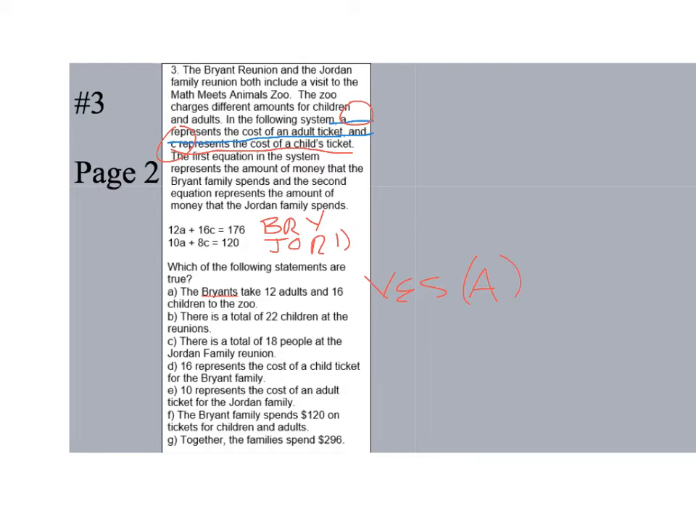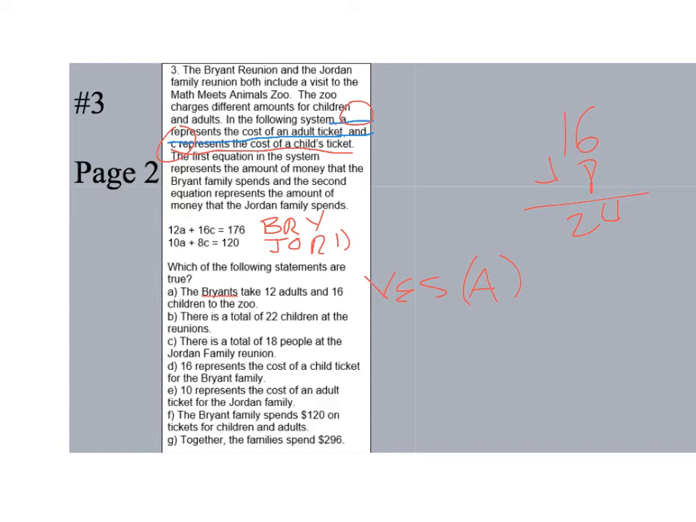Alright, second problem: there is a total of 22 children at the reunion. Okay, so the way we're going to answer this is, again, we're looking at children, so the C represents the cost of a child's ticket, so I'm looking at both equations. Since C is the cost, 16 times C means the Bryant family brought 16, and the other says 8 times C, so that is 8 total. So if we just add up 16 plus 8, we get a total of 24.